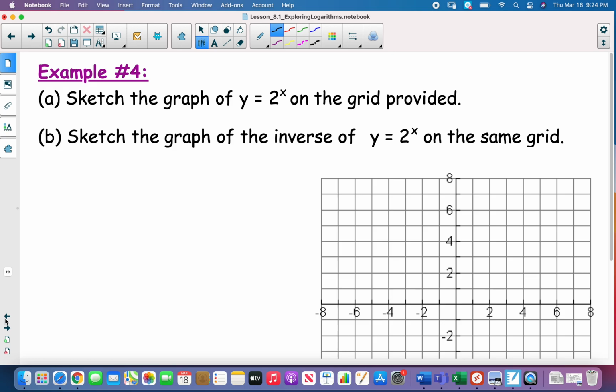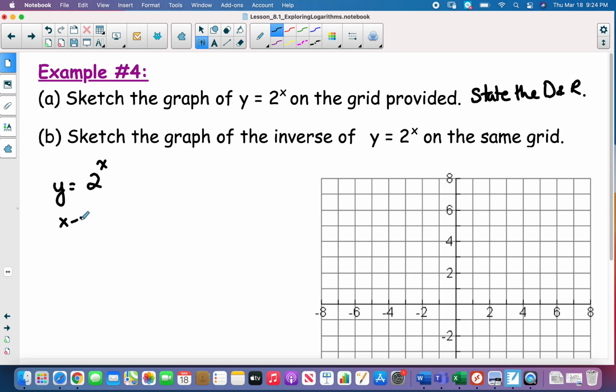So we have an example where we have to sketch the graph of y equals 2 to the power of x on the grid that's provided. We also are going to state the domain and range. And we're going to sketch the graph of the inverse of this given function on the same grid. So our given function is the parent function for exponential functions, which is y is equal to 2 to the power of x. In order to graph this function, we need some points.